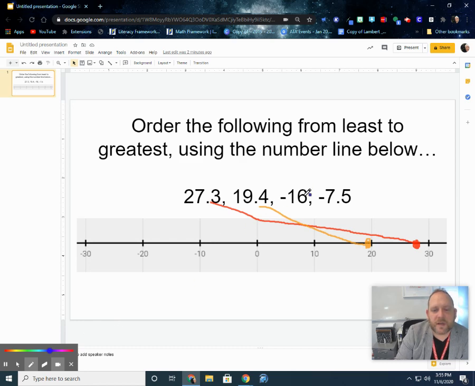Next, I have negative 16. So I'm going to run negative 16. Let's see here. 16. So there's 10. There's 20. 15 would fall right in the middle, so negative 16 falls just to the side here. Again, because it is negative, it's going to be left on the number line.